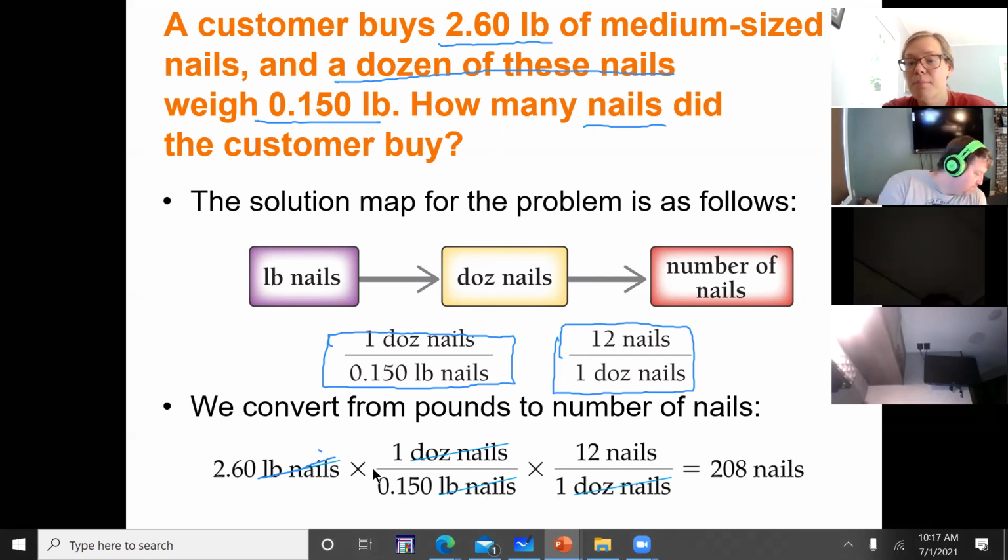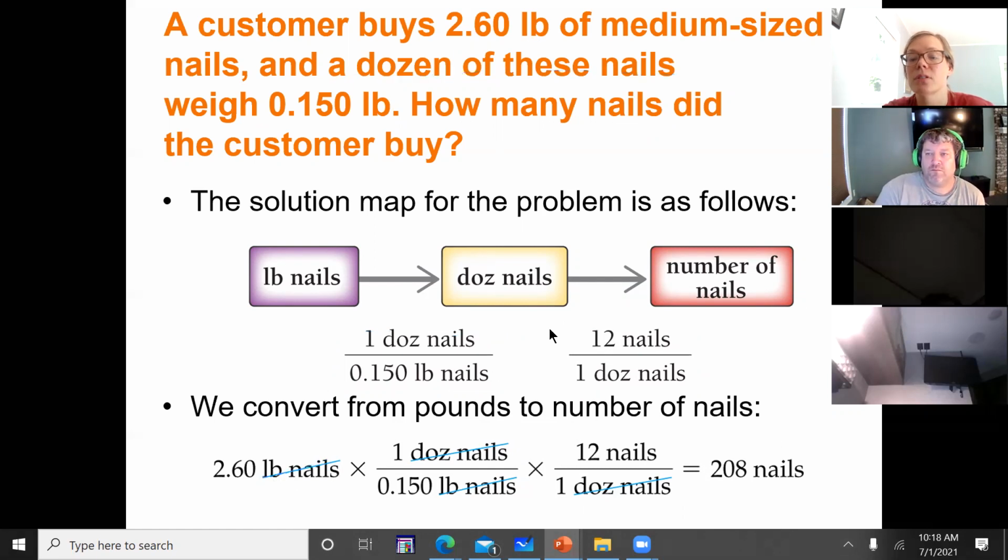Now in the hardware shop, they already kind of have that direct relationship. So if you say, hey, I need 208 nails, they're going to say, okay, well, you need about 2.6 pounds. You might get a little more or a little less, depending on the accuracy. But there's a way to count using weight.